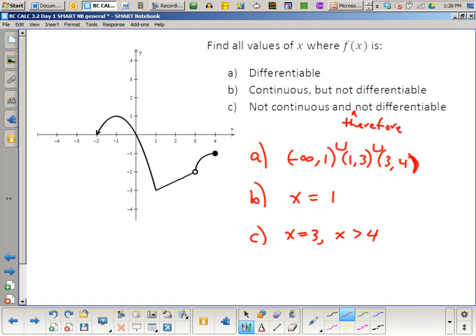Yes, question? Do you not include 4? I would include 4 as a continuous endpoint. But not differentiable? In our textbook, a closed endpoint where the tangent lines have been arriving at a slope of 0 would be considered differentiable. So the endpoint here is considered differentiable at 4.